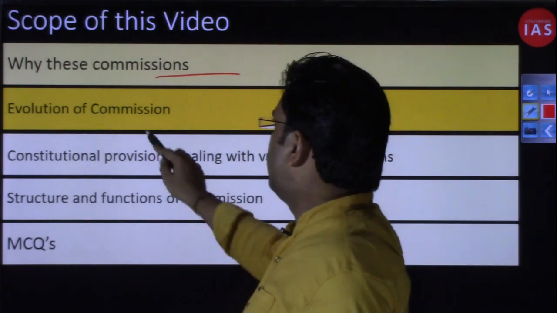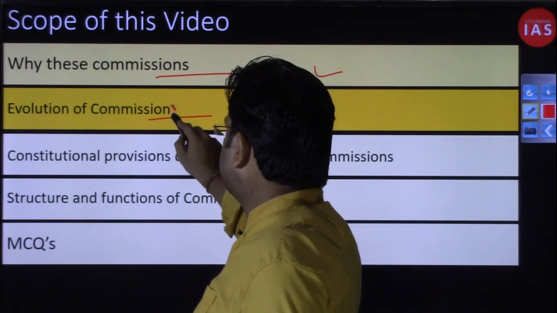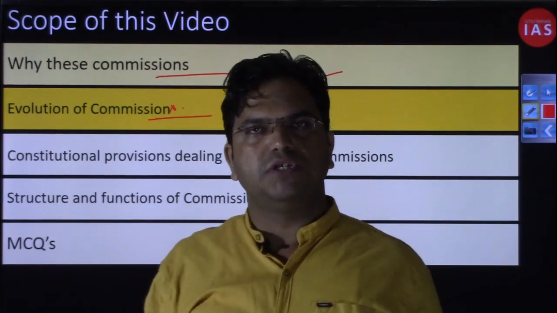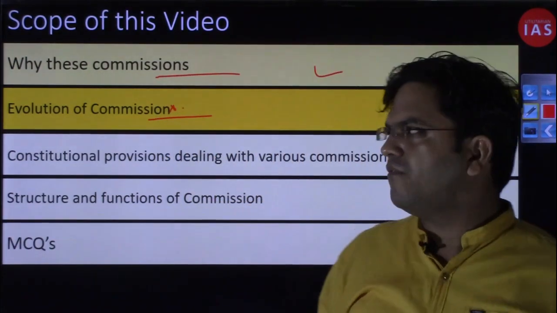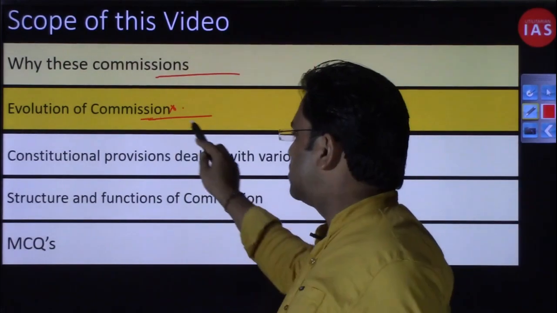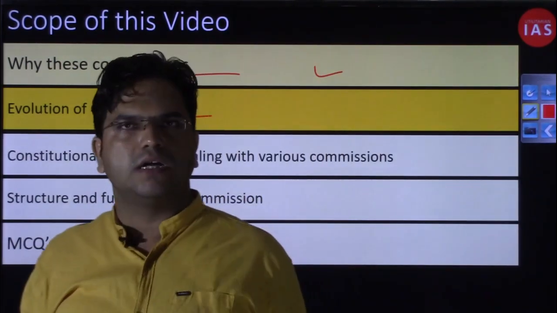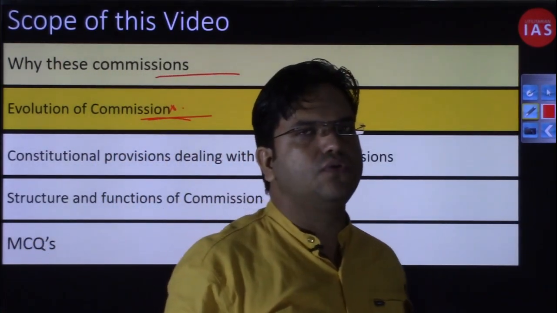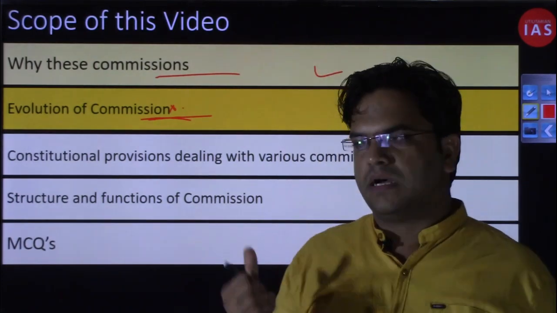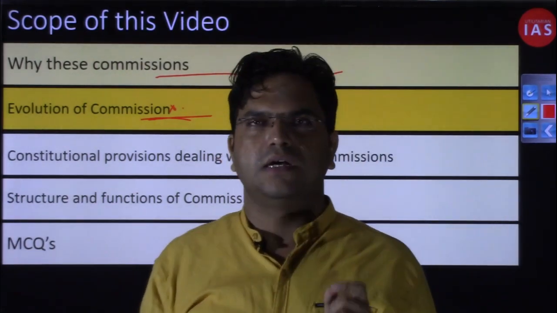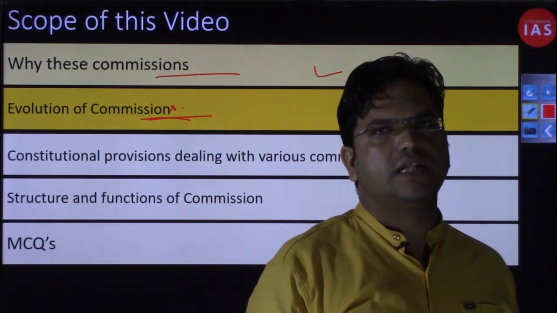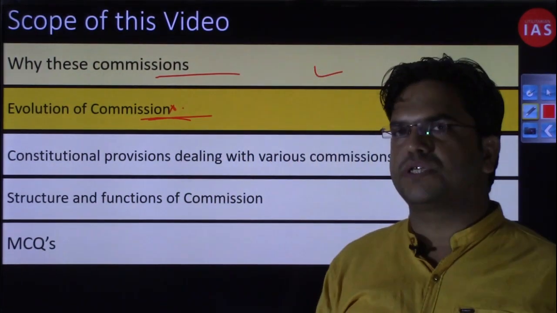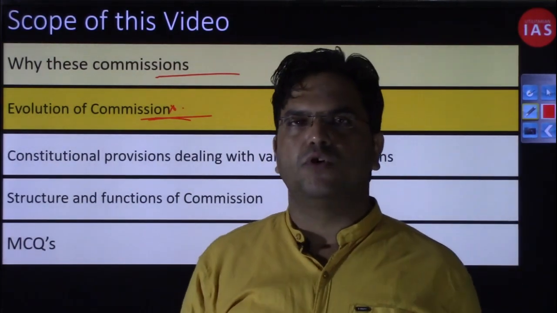Then we'll see the evolution of these commissions. So evolution of the commission, that is, how after the operationalization of the Indian Constitution you have the evolution of various commissions. The National Commission on Backward Classes was not present in the original Constitution. You had this in 1993, when the National Commission on Backward Classes was given statutory backing, and thereafter in 2018 constitutional protection was given to this body as well.